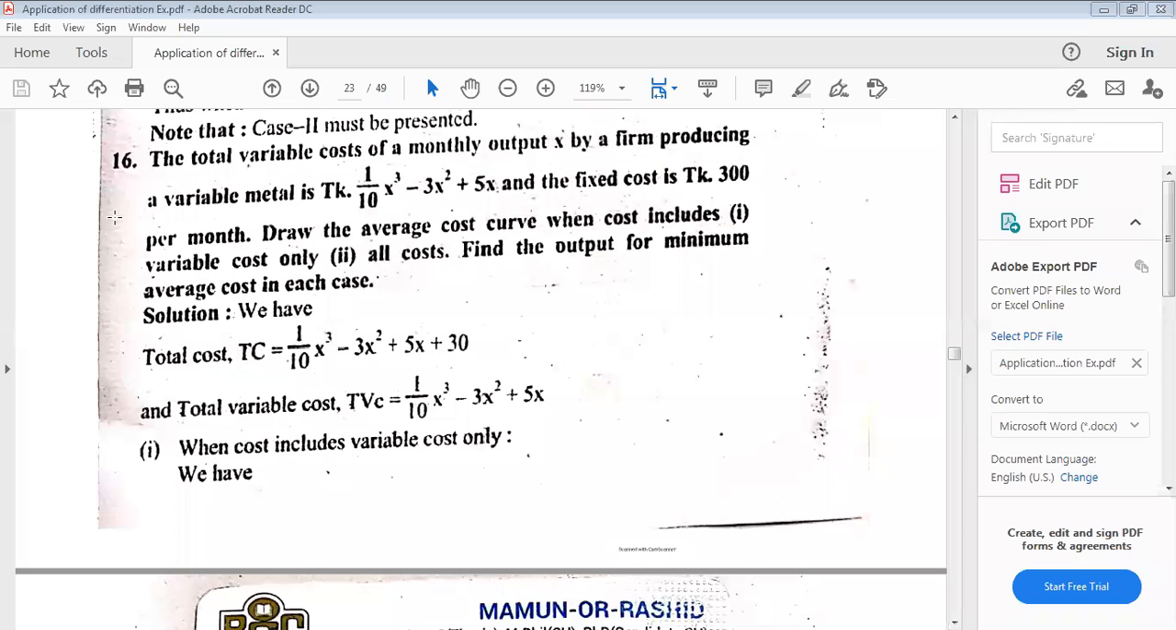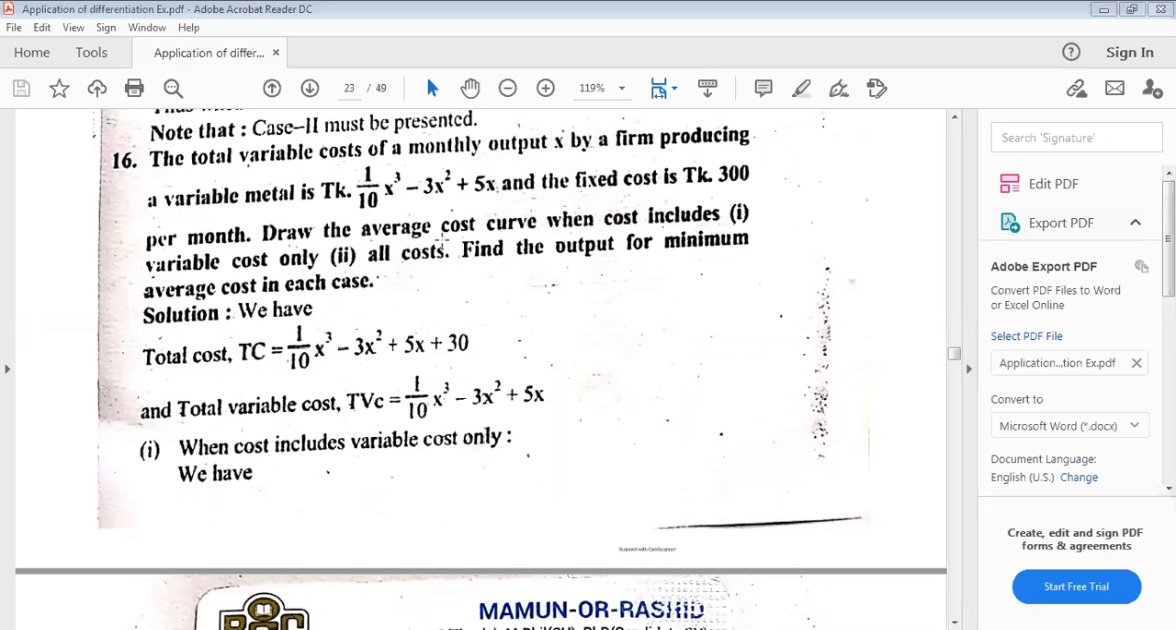Okay, this example is actually the fourth, maybe fifth part of the lecture: the application of differential calculus in business and economics. First of all, the application: the total variable cost of monthly output x by a firm producing a variable metal is given in taka. This is actually the variable cost, and fixed cost is 300 taka per month.